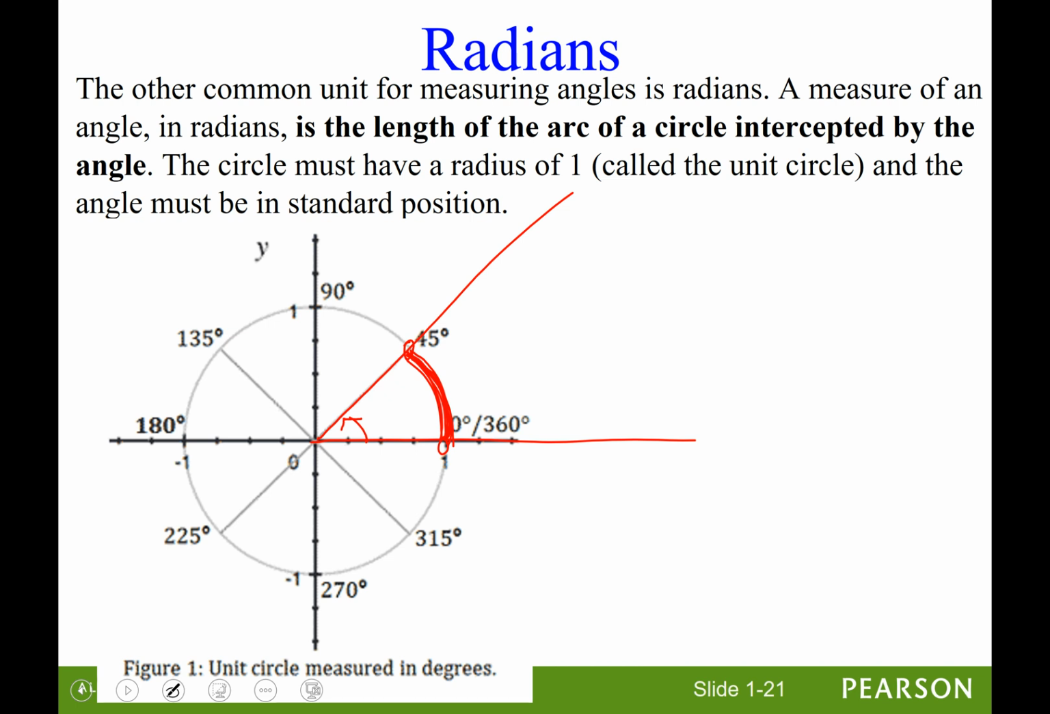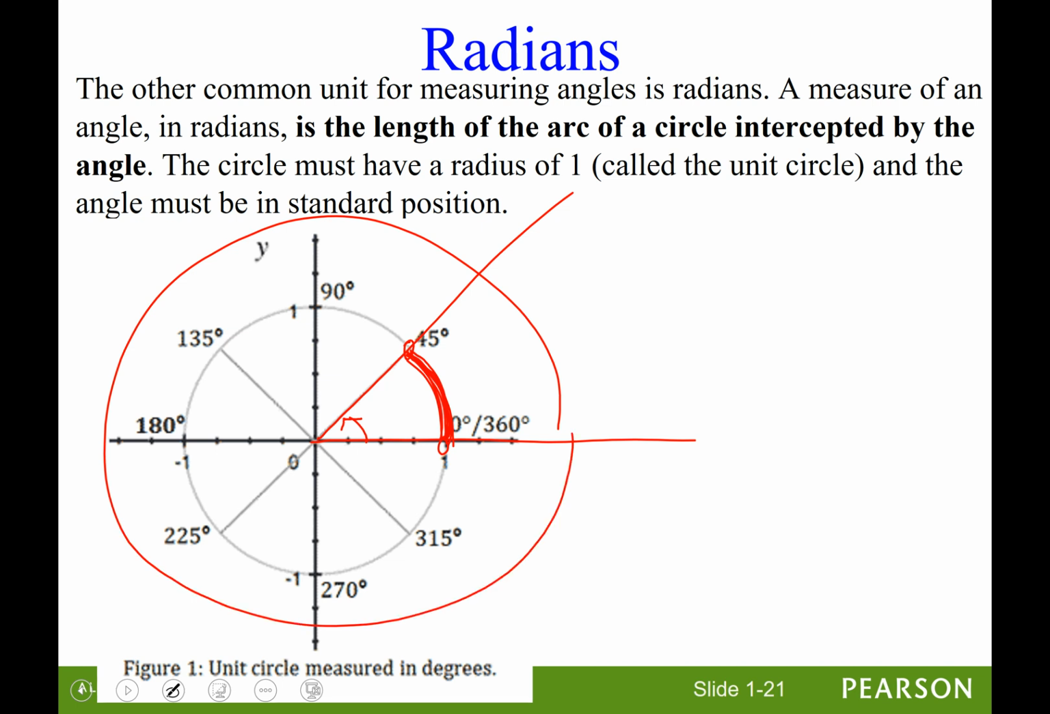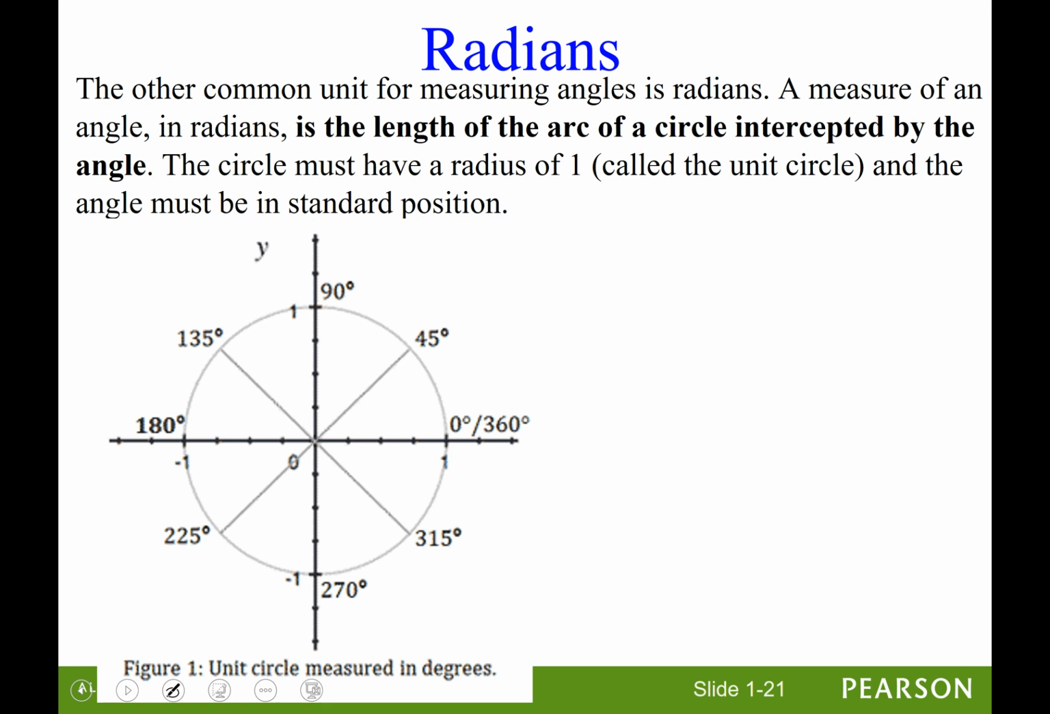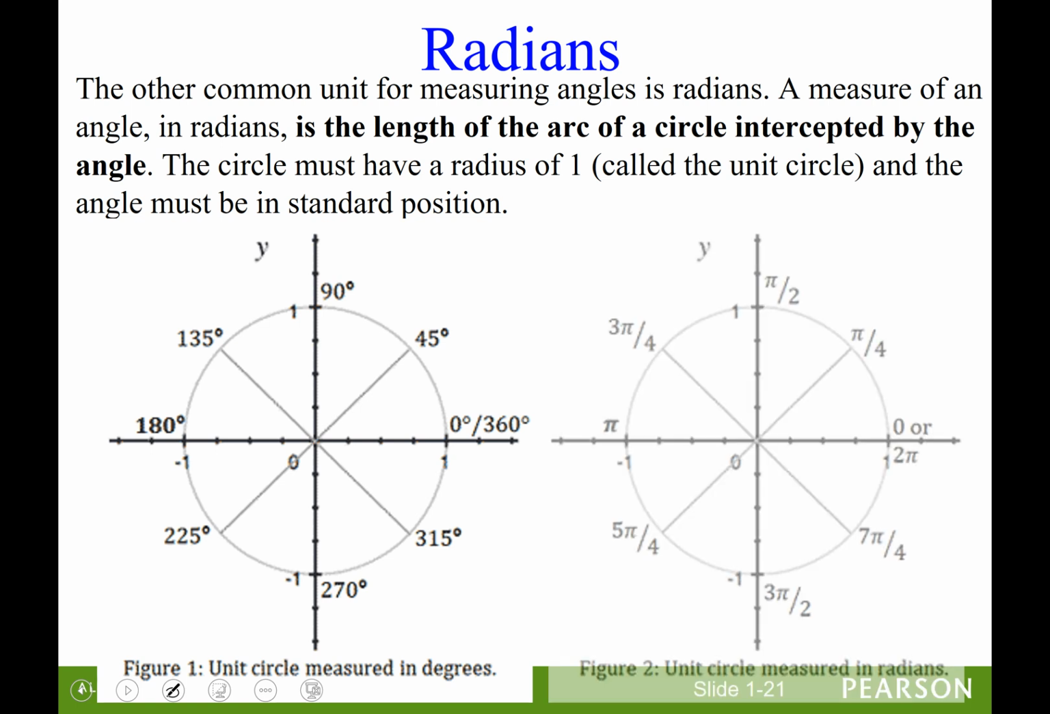If you go all the way around the circle, that's the whole circumference of the circle. And the circumference of the circle is 2 pi. So you already knew one radian measure. You guys calculate that quite frequently. Let's erase my work there and show this.